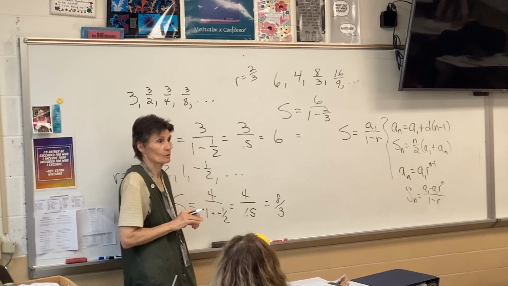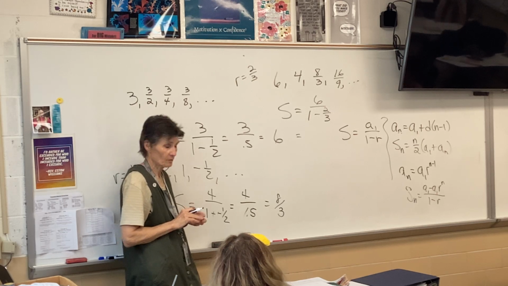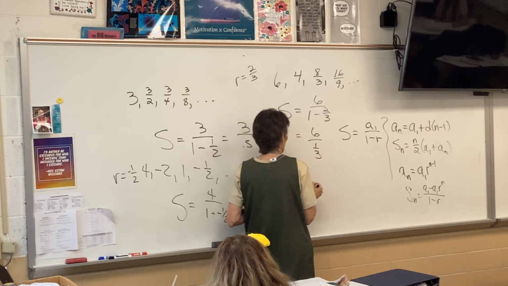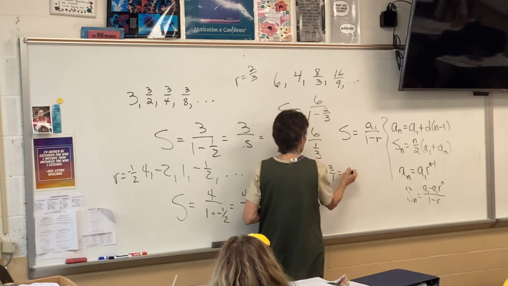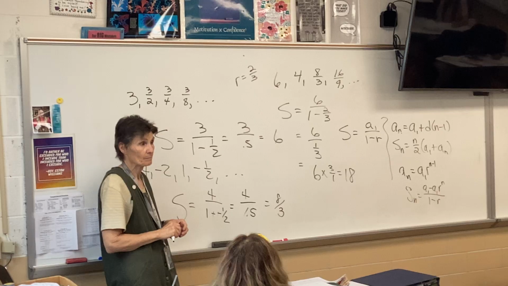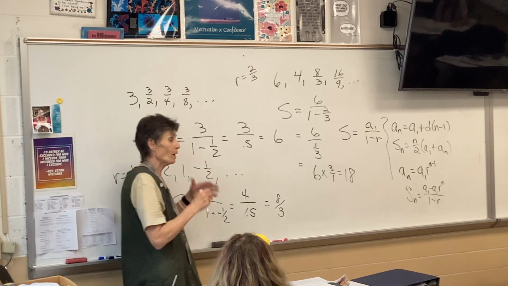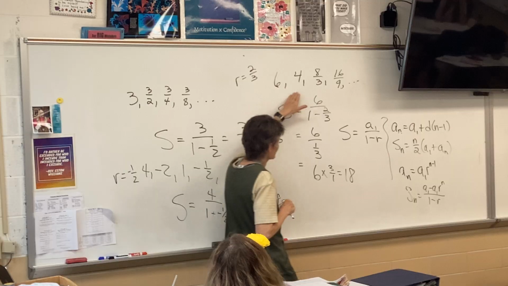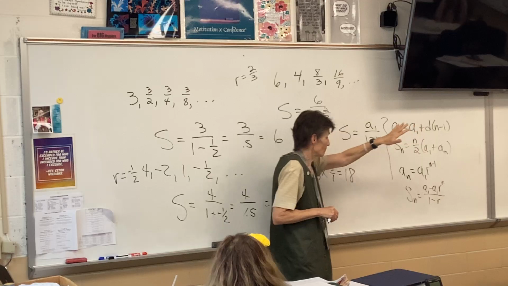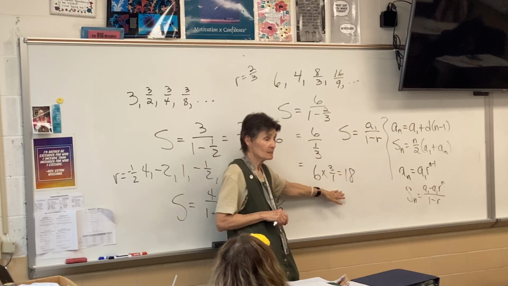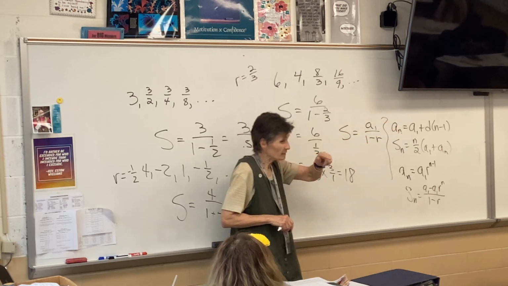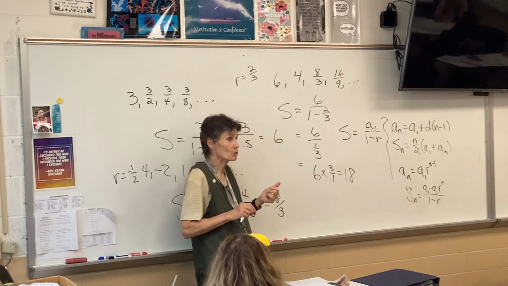Here's 1 minus 2/3. What is that? 1/3. So I have 6 divided by 1/3. Which I can type in my calculator, but that's 6 times 3. So the answer is 18. So what that means is, if you kept this list going forever, and you added them all up, you would get 18. You're not going to get 18 till you get to infinity. So technically, you're never going to get 18, but you're going to get closer and closer.